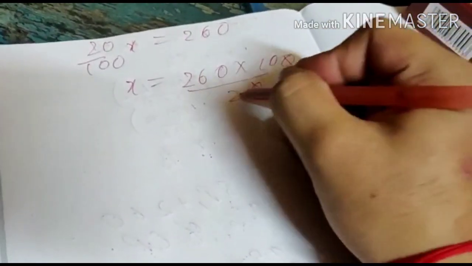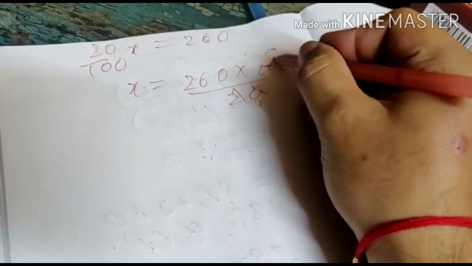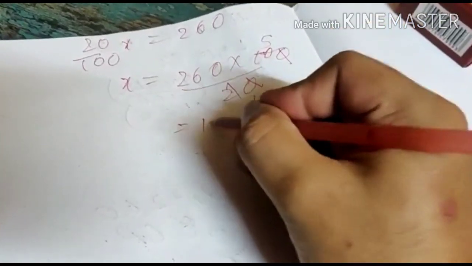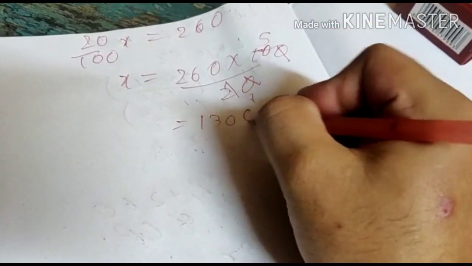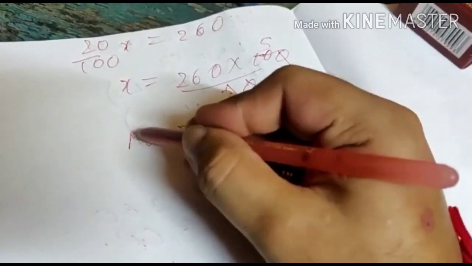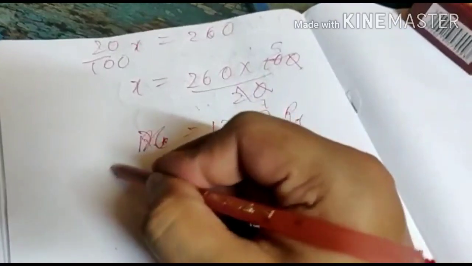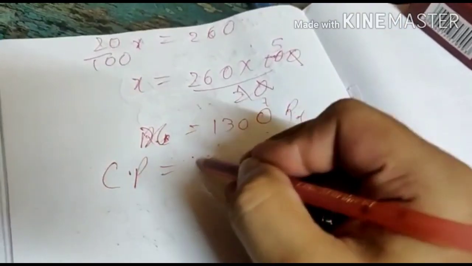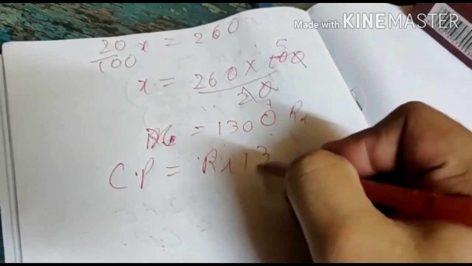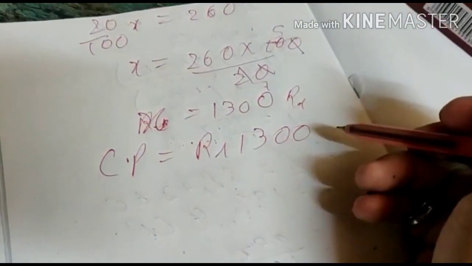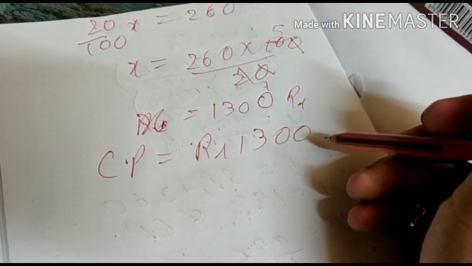This 0 cancels with this 0, and 20 goes into 100 five times. 260 into 5 is 1300. So our X is rupees 1300. That is our CP, rupees 1300, and we had to find the same, and we have got it. Our CP is rupees 1300.